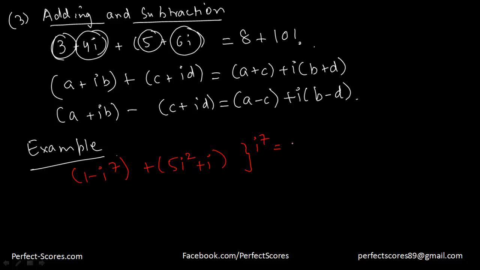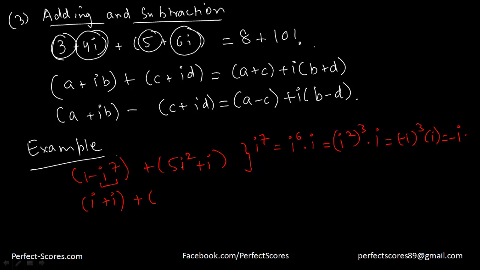That is going to be equal to i to the power 6 into i, which is i to the power 2 raised to the power 3 into i. And what is i to the power 2? That is actually equal to negative 1. Negative 1 raised to the power 3 into i. So this is going to be equal to negative i. So this over here is going to be negative i. And 1 minus negative i is going to be 1 plus i.